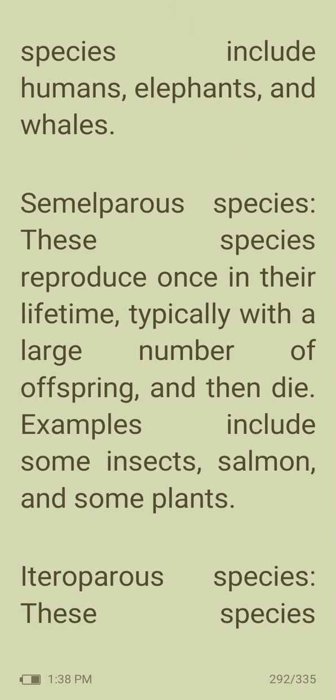Examples include humans, elephants and many birds. Which are the semelparous species? They reproduce only once in their lifetime, typically with a large number of offspring and then they die. For example, insects, salmon and some plants. Next, iteroparous species.